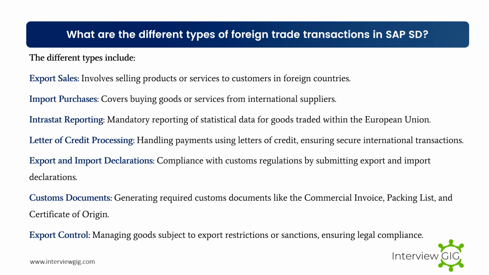What are the different types of foreign trade transactions in SAP SD? The different types include export sales, which involves selling products or services to customers in foreign countries. Import purchases, which covers buying goods or services from international suppliers. Intrastat reporting, mandatory reporting of statistical data for goods traded within the European Union.